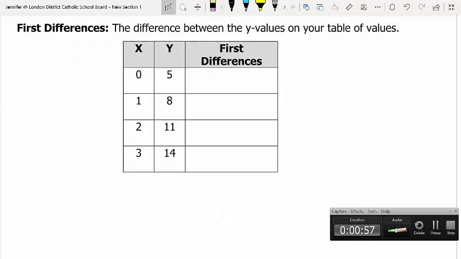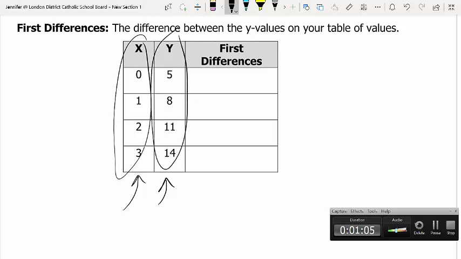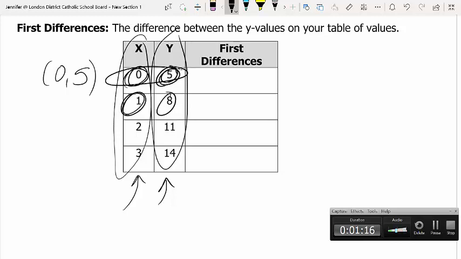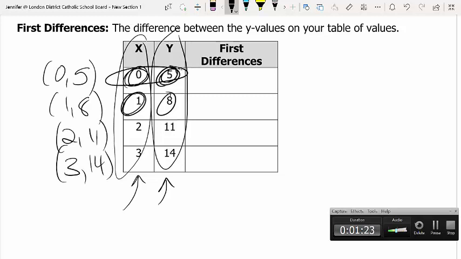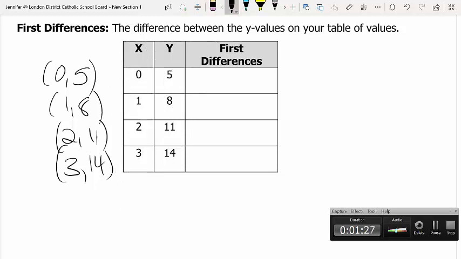Okay, so here we have a t-table. In grade 9 we call it a table of values. Remember, it's an x column and a y column. So it's just a bunch of points, right? Because points are x and y values. So this would be a point, 0, 5, because it's the x value and the y value. This would also be a point, 1 and 8, 2 and 11, and 3 and 14.